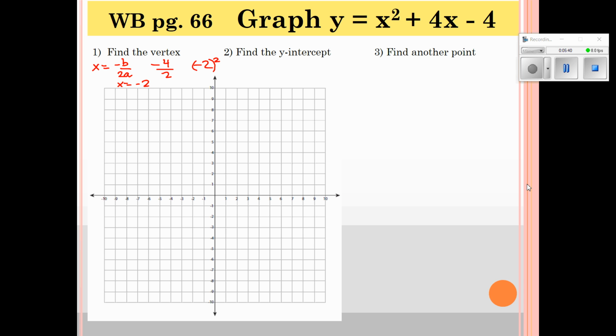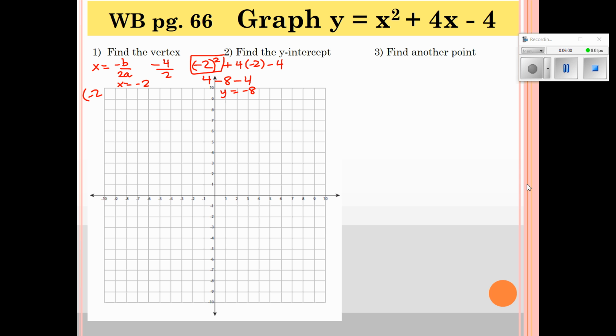When we plug something in, we put it in parentheses. Plus 4 times negative 2 minus 4. Evaluate the exponent first. We would have 4 minus 8 minus 4. And when you do that, you are going to get negative 8. So we know y is equal to negative 8.